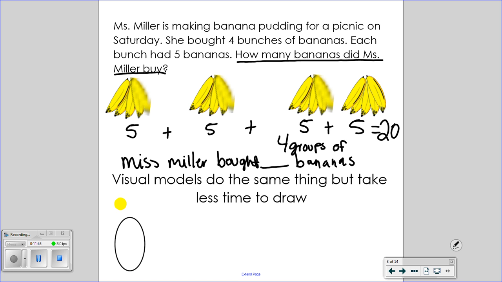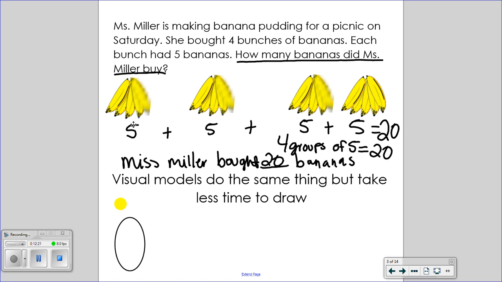Bananas. How many? 4 groups of 5. 4 groups of 5 bananas equals how many bananas? Georgiana? 20. Miss Miller bought how many bananas? How many bananas, Gabriella? 20. Now, that took way too long.